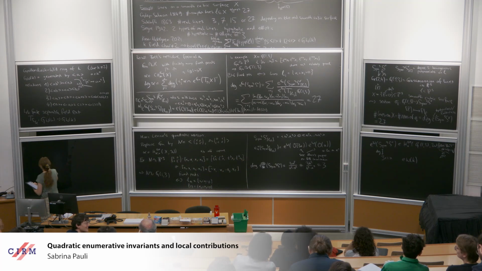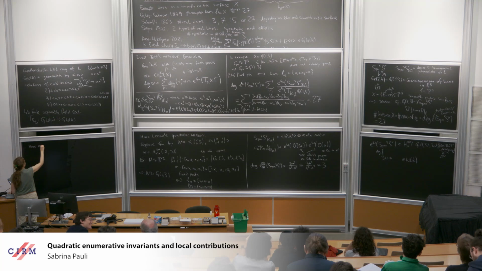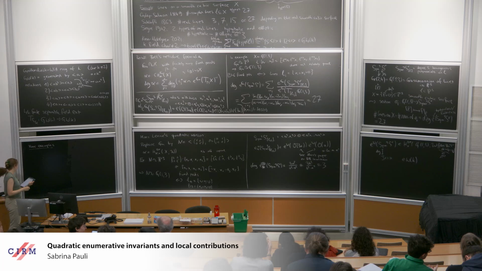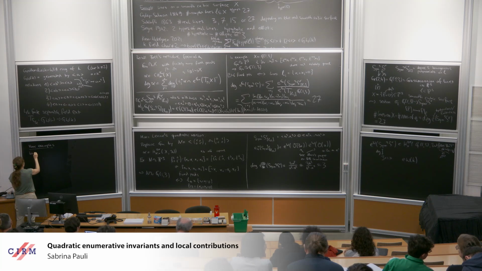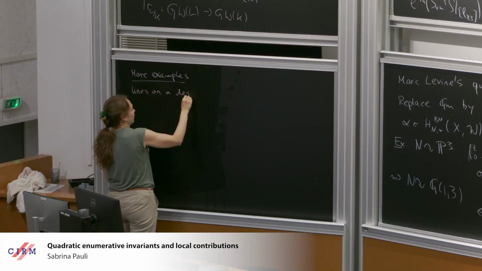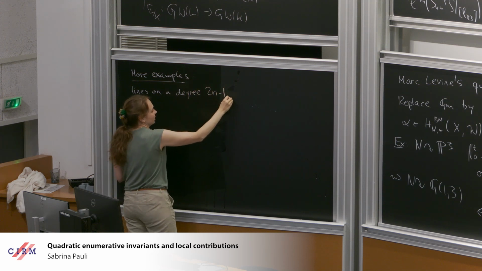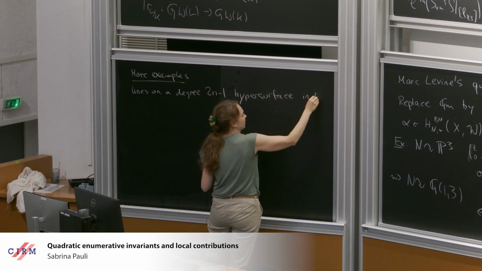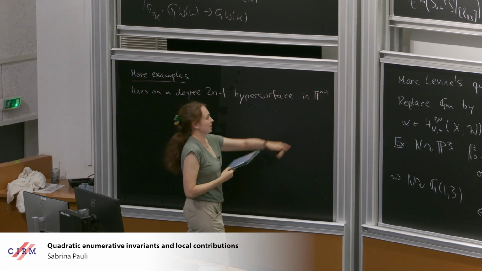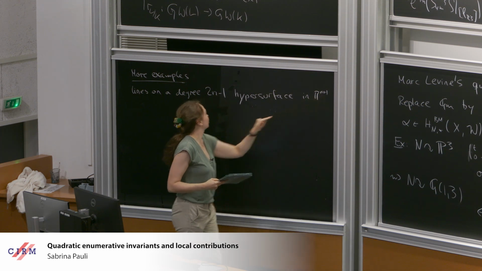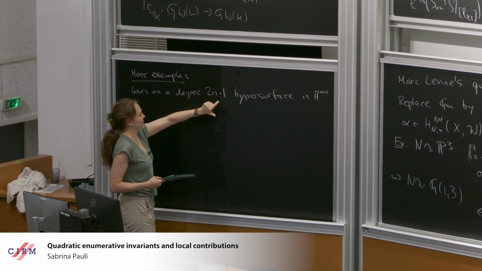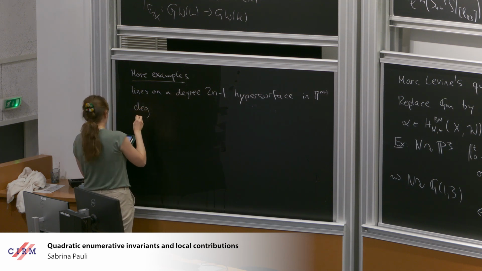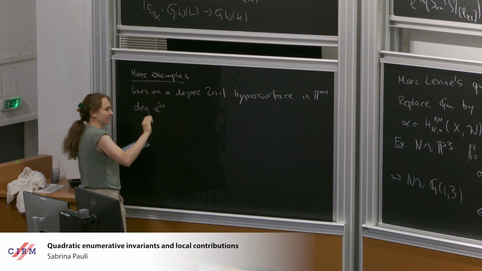So, more examples. In general, you can also do lines on a degree 2n-1 hypersurface in P^{n+1}. So n is the dimension of the hypersurface. So if n is equal to 2, you should get the cubic surface, and 2 times 2 minus 1 is 3. Good.